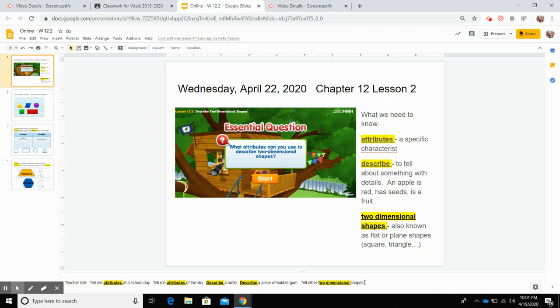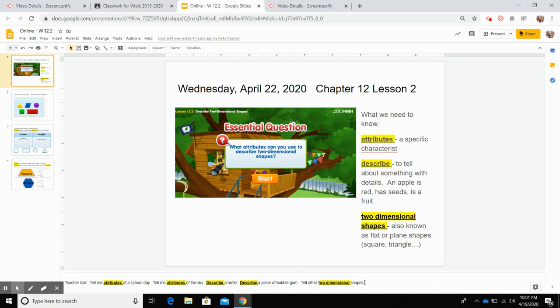So the words we need to know are attributes. We've talked about those in the last lesson. Those are a characteristic of certain things, like a triangle has three sides, a salamander is an amphibian. Describe means to tell about something with details. An apple is red, it has seeds, it's a fruit. Those are all facts that are details. And we know two-dimensional shapes are the shapes you can draw that are flat shapes. They don't have any more than that one flat side.